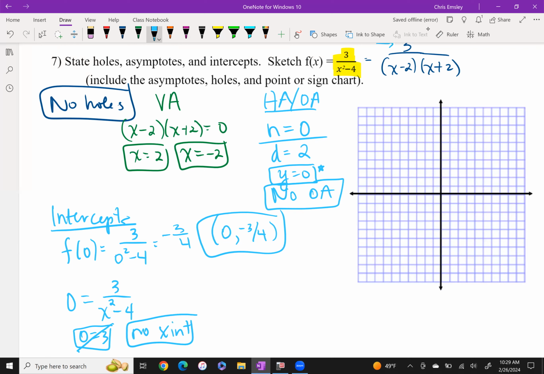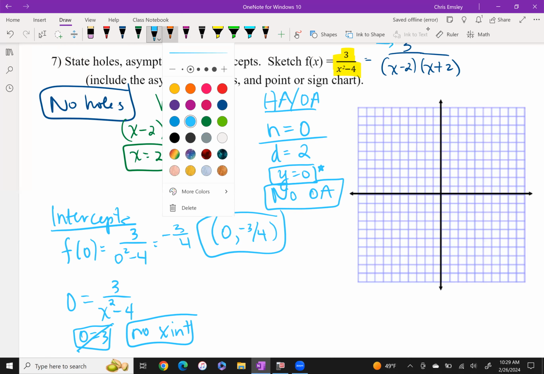So now let's plot what we have. Again, my colors aren't going. That's so sad. Can I change it this way?